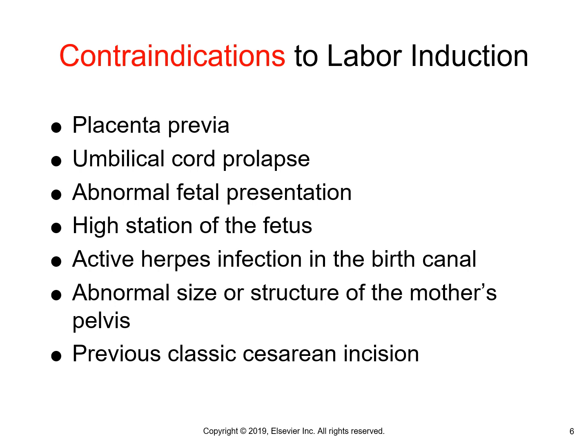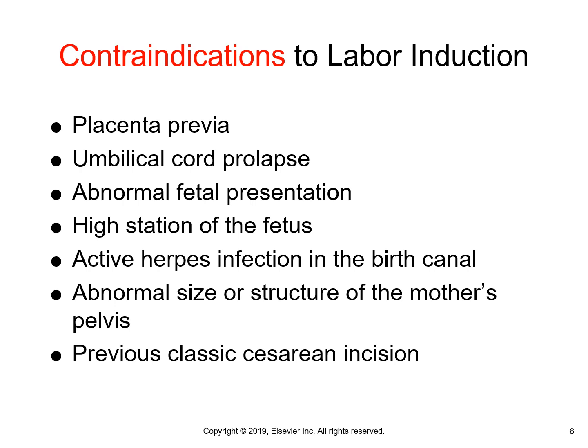We talked about in class what placenta previa is. This is when your placenta is actually in the lower side of the uterus. It's in the cervix. Umbilical cord prolapse. Abnormal fetal presentation. High station of the fetus. Active herpes infection in the birth canal. Abnormal size or structure of the mother's pelvis, and previous classic cesarean incision.